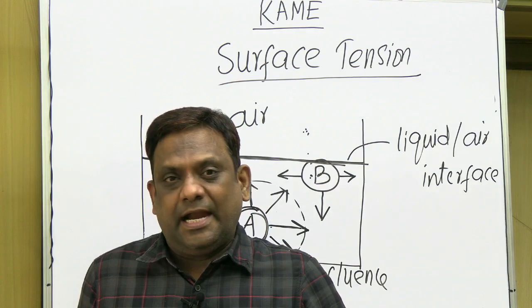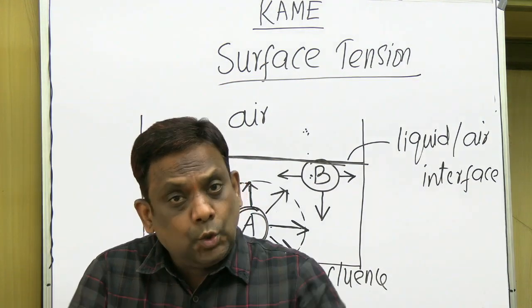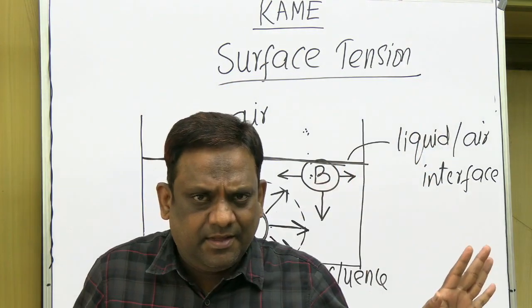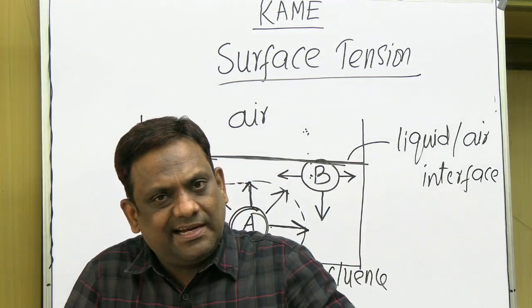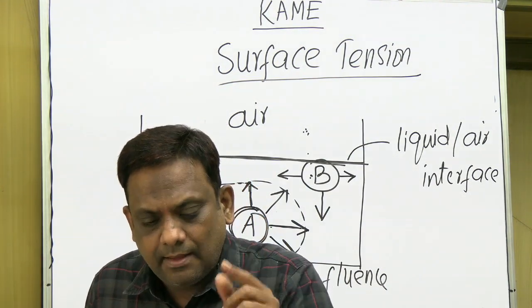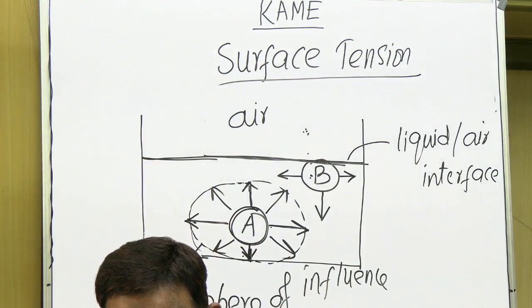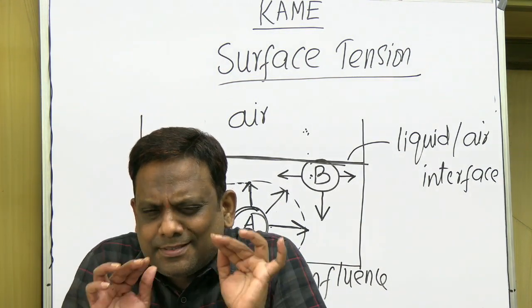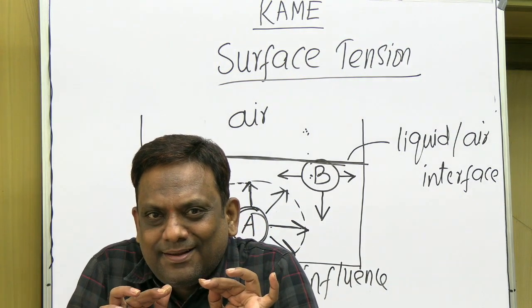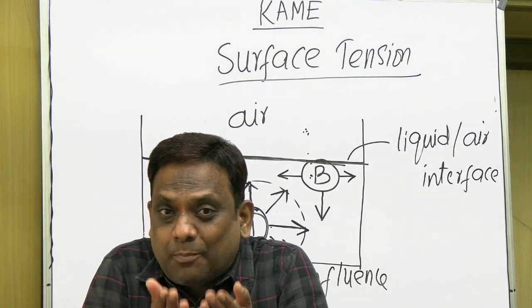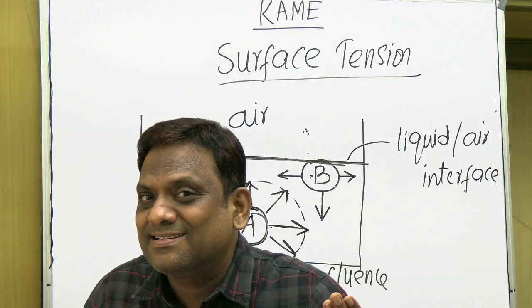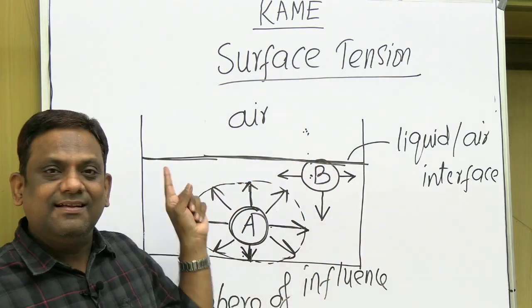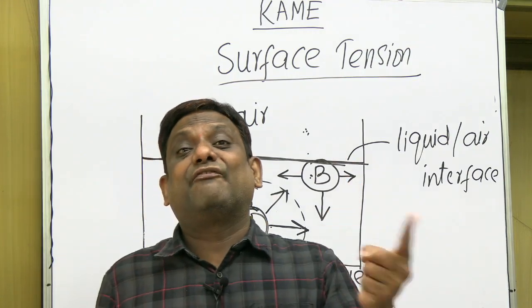And you can do one experiment at home. Take water in a small container, don't disturb it, switch off the fan and winds, and let it settle down. Once it gets settled, take a small pin and gently put it on the surface. You'll see a small membrane there. That pin is supported by that membrane. And where are you finding that? Only at the surface. That's why it is known as surface tension.